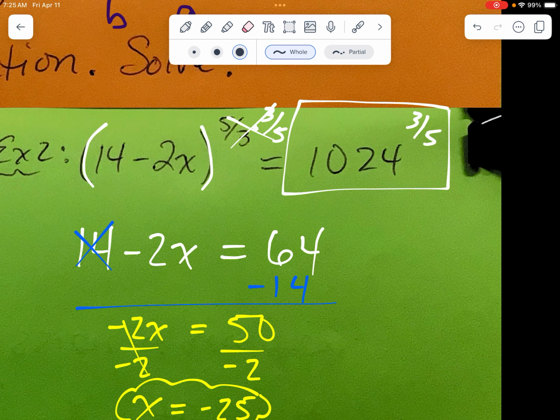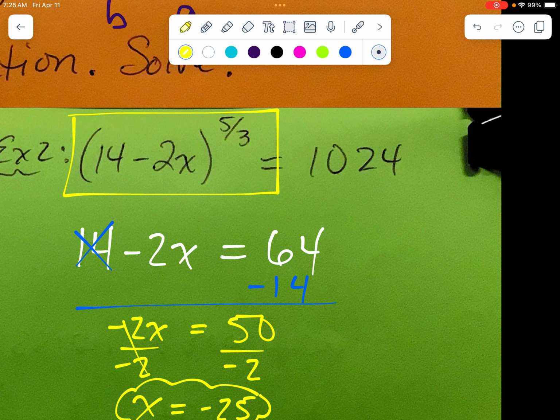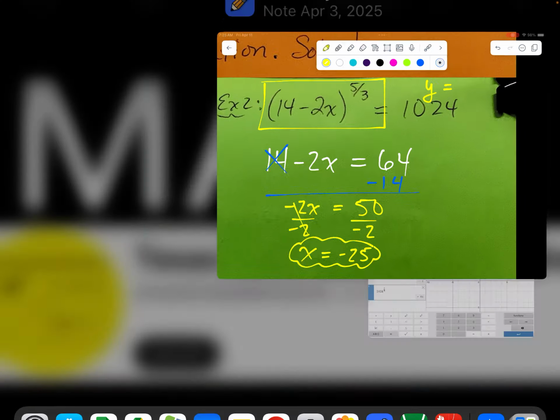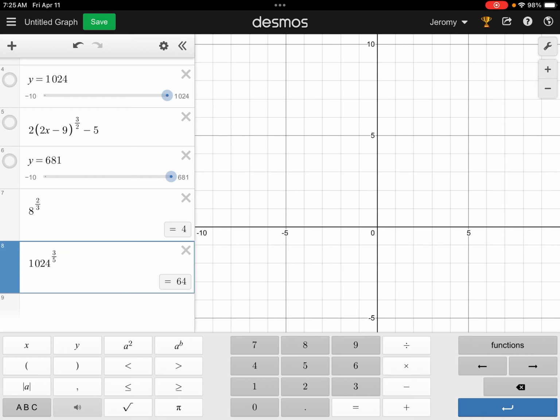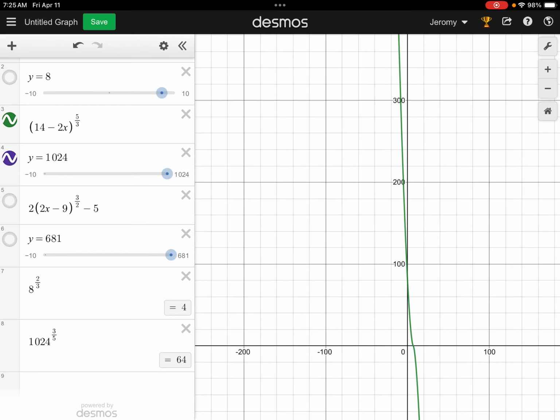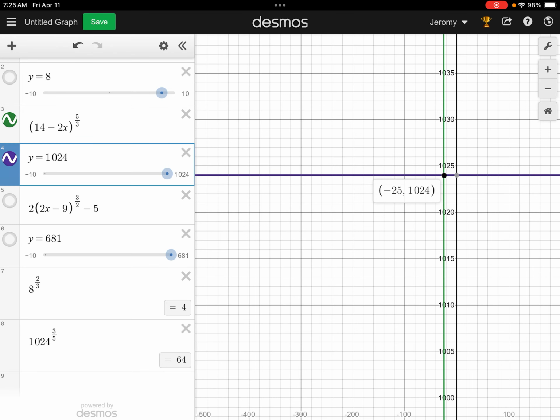All right, so now let me clean this up here. We are going to fire up Desmos, type in the left side, and then type in y equals 1024 and calculate the intersection, to see if the x value of the coordinate is negative 25. The left side is right here, and the right side is y equals 1024. You're going to have to zoom way out till you see that intersecting line way up here. We're looking for the x value of the coordinate, and you see it's negative 25. We're 100% correct.